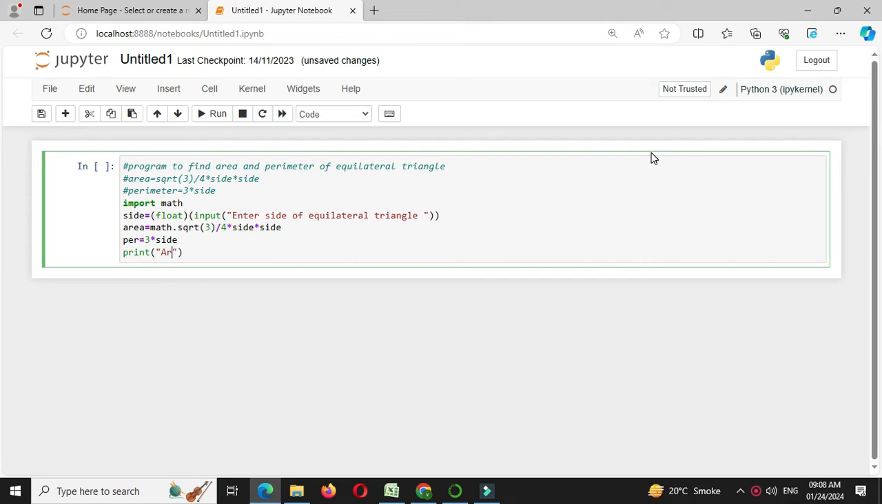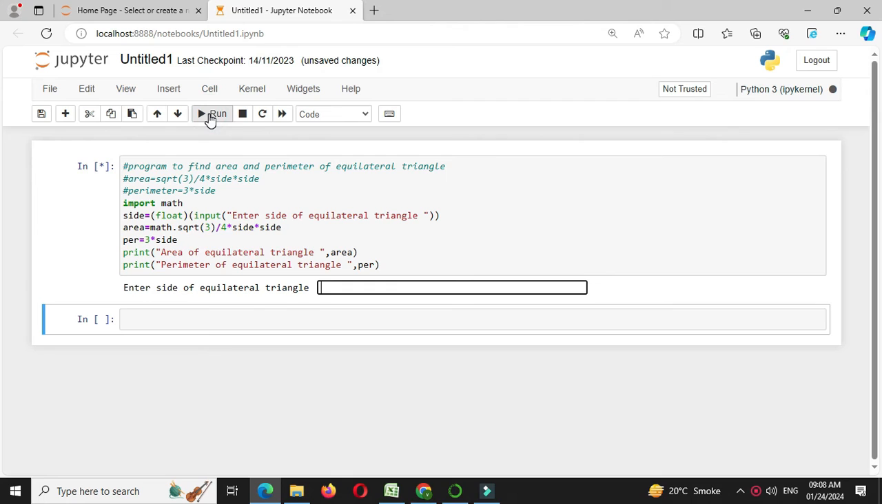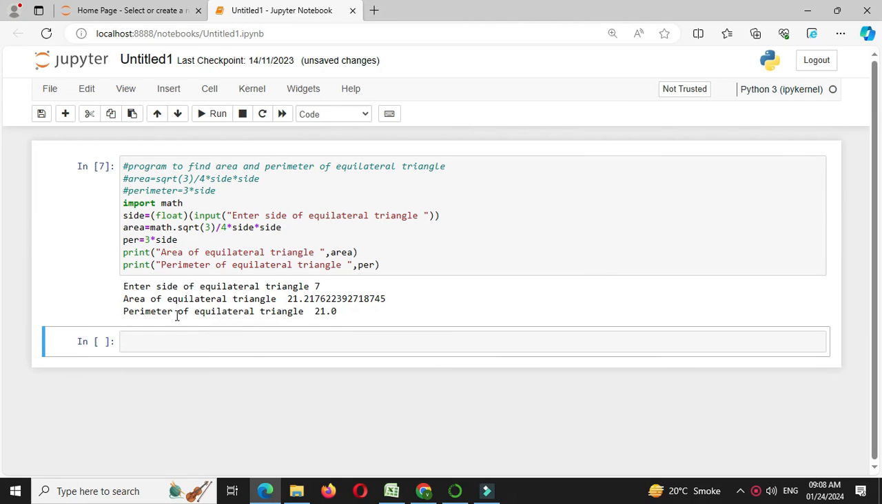So print area of equilateral triangle as area, and print perimeter of equilateral triangle as perimeter. Then we will execute this. I will enter side as 7. It will print the area of equilateral triangle and the perimeter of equilateral triangle.